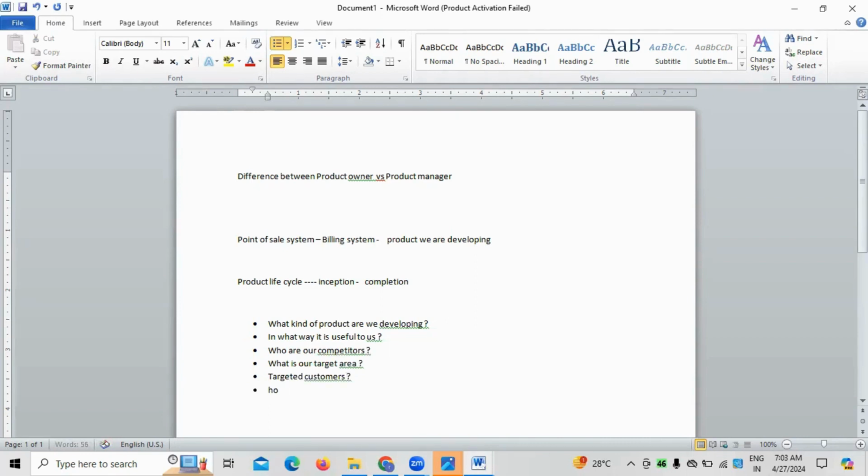Next, how different is our product when we are comparing it from the competitors? This is where generally, what is your USP, unique selling proposition? What is your USP?